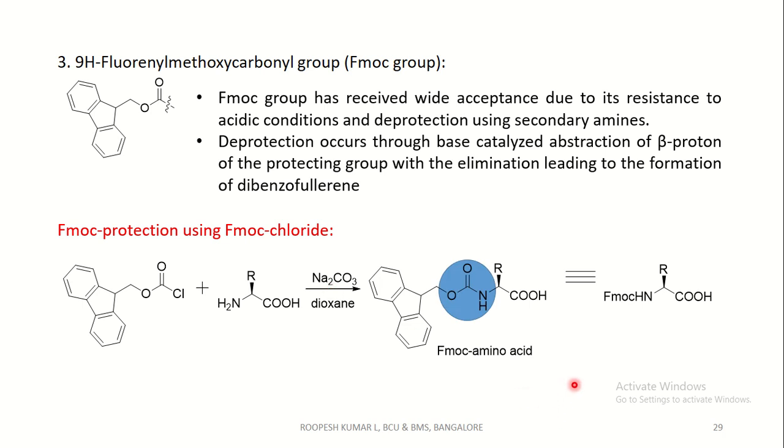And we can see the NHCOO is also called a urethane type protecting group. So N protection is sometimes named as urethane type protecting group, that is, it is also called a carbamate. NH2COOH is carbamic acid, hence it is a derivative of carbamic acid. It is also called a carbamate.